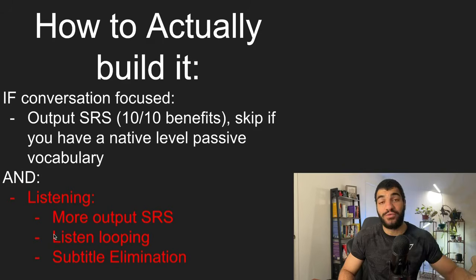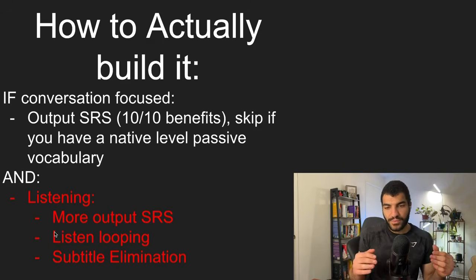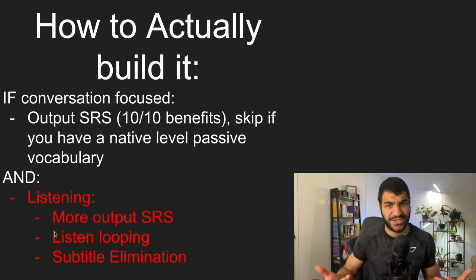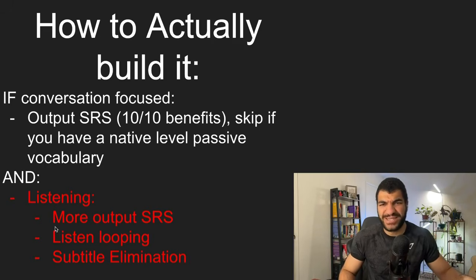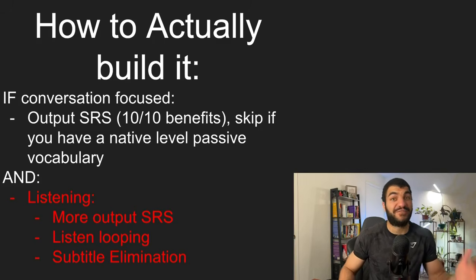Also, there's this technique called listen looping, where you can do this during your output SRS sessions, by the way. Whenever you find a sentence that you kind of understand all the words in it, but it's difficult for you to understand the entire sentence, you just listen to it over and over again. Don't translate it in your head. Just simply listen to the sentence and try to understand it without translating, maybe 5 to 10 times, until eventually it just kind of clicks, and then you move on. Doing this over and over again will rapidly increase your listening capacity.